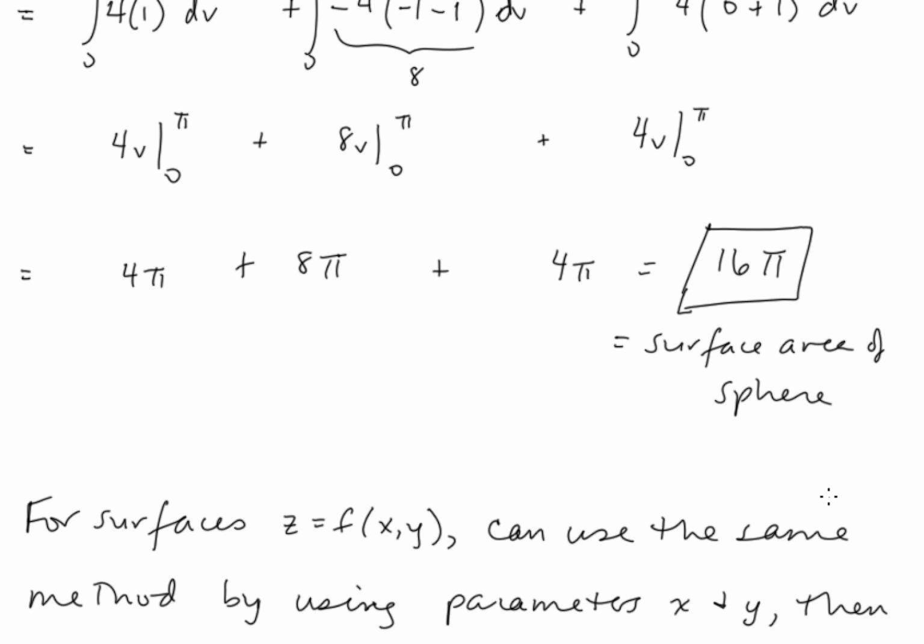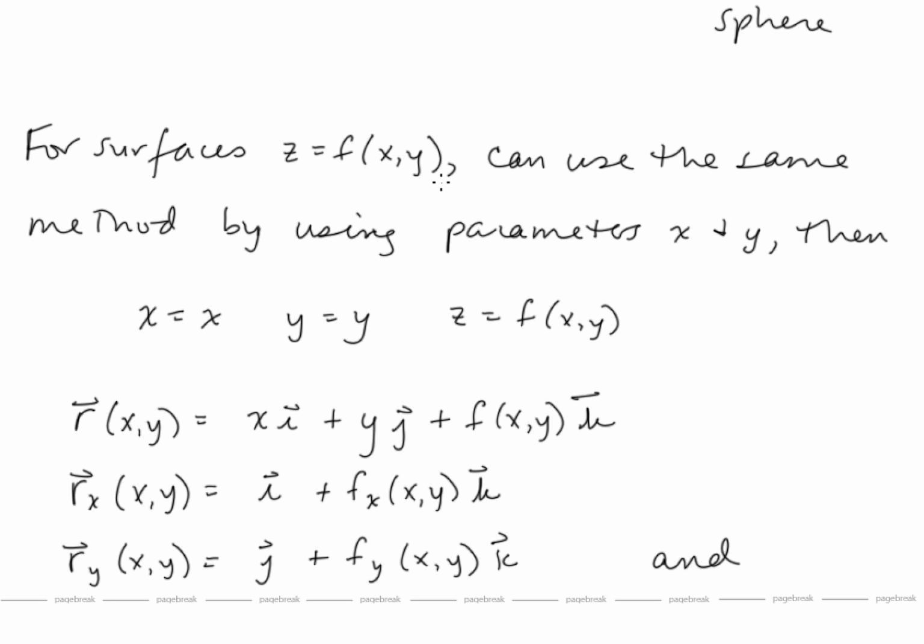Now notice that for surfaces given by functions z equals f of x, y, we can use the same method by using parametrization, but the parametrization is going to be, instead of in u and v, we'll just keep it in terms of x and y, and then it's x equals x, y equals y, and z equals f of x, y. So that our function r, the position vector function, will look like x i, y j, f of x, y k. And then the x partial derivative is going to be 1 i plus 0 j plus f sub x k.